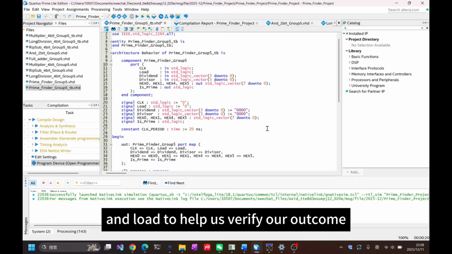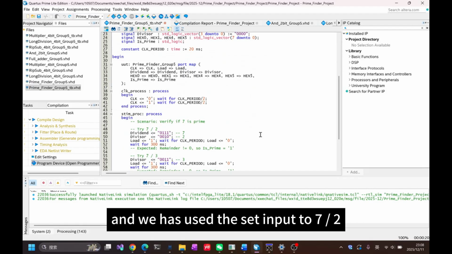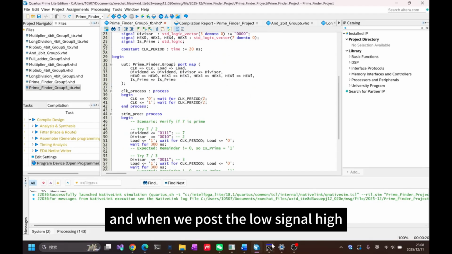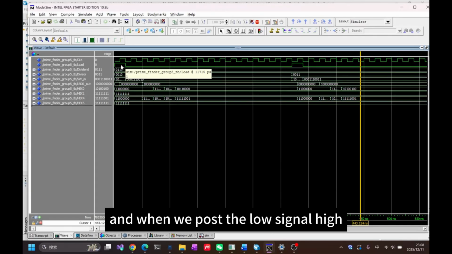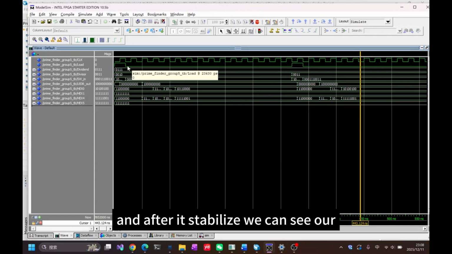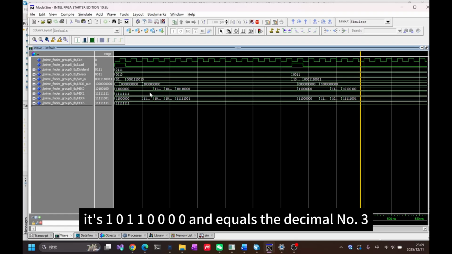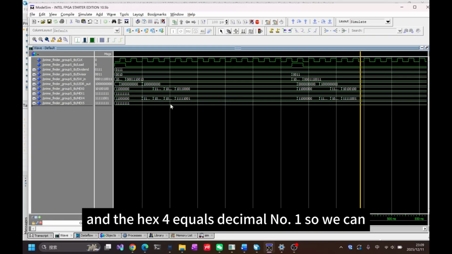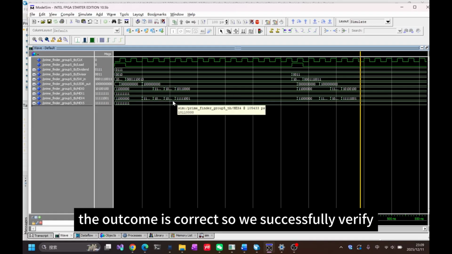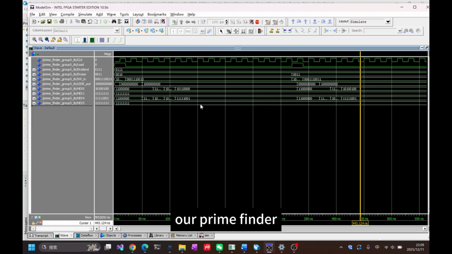Here's the test bench for our prime finder, and we have used signals such as dividend, divisor and load to help us verify our outcome. We set the input to 7 divided by 2, and when we put the load signal high and after it stabilized, we can see our output from hex 0 and hex 4. Hex 0 is 10110000 and equals the decimal number 3, and hex 4 equals decimal number 1. So the outcome is correct, so we successfully verify our prime finder.